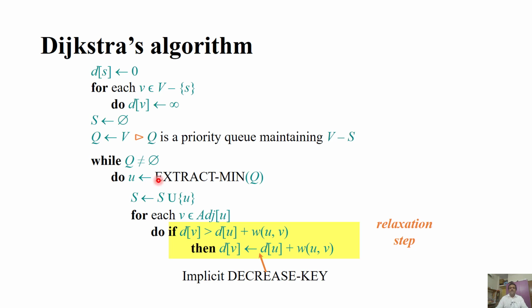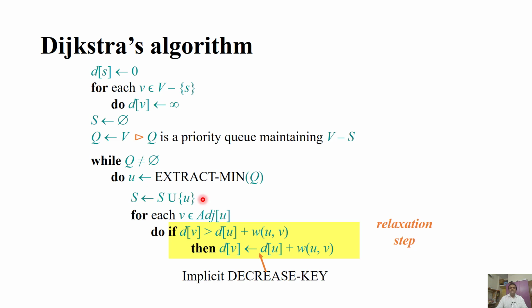Okay. So, now we extract the minimum, whichever has the minimum key value in Q. The first candidate, first U, will be the S, because the key value of S is 0, others are infinity. So, 0 is the minimum. It will be extracted from this Q, and once extracted, it will be deleted from Q and added in S. So, small s is the first candidate of capital S.